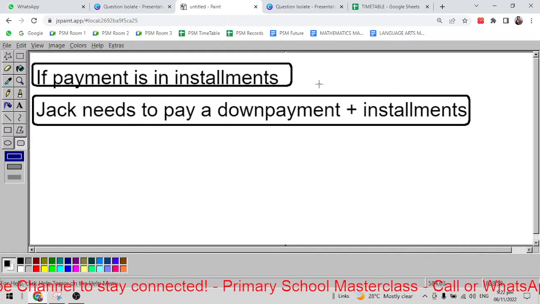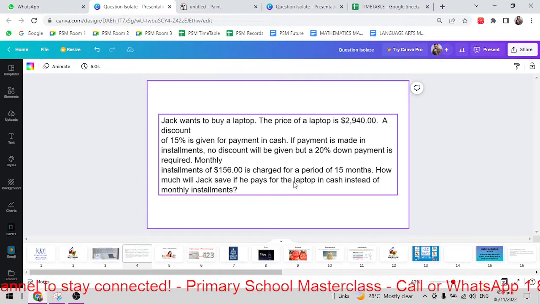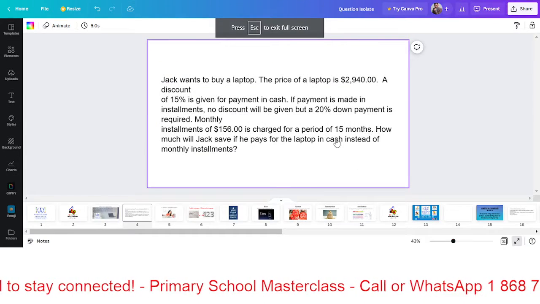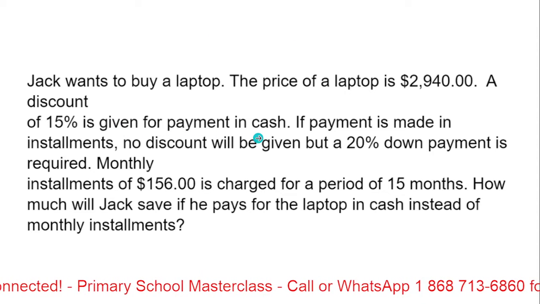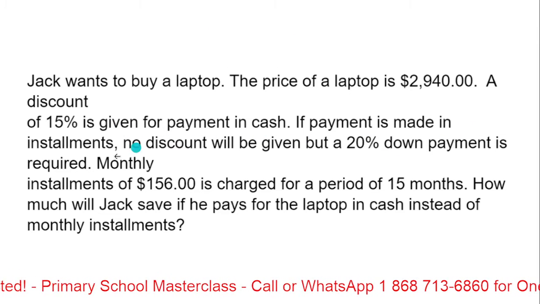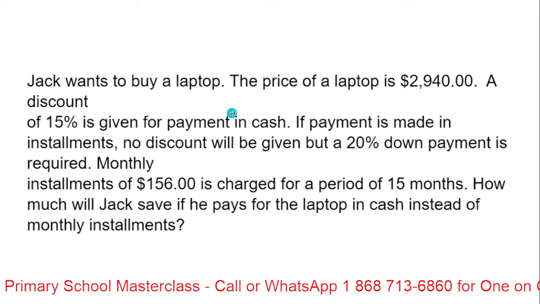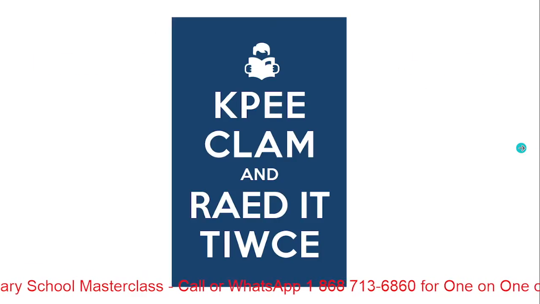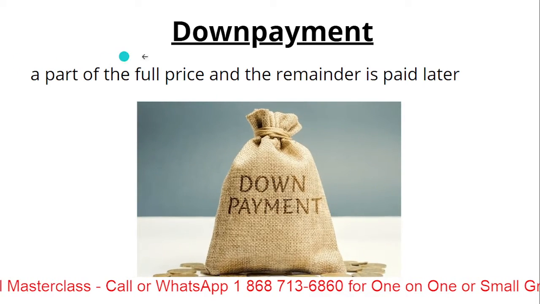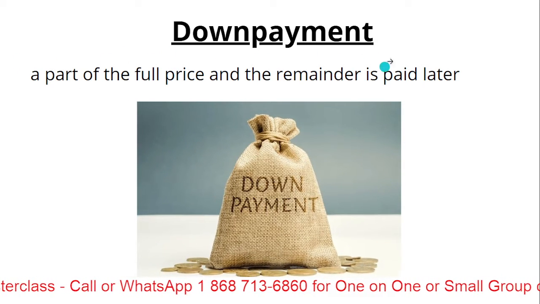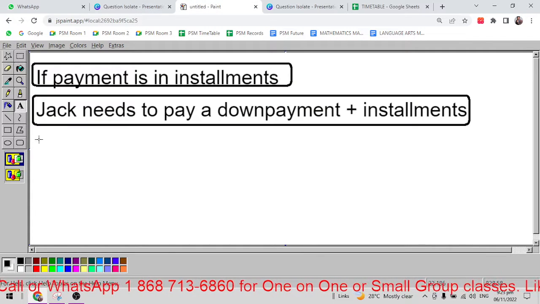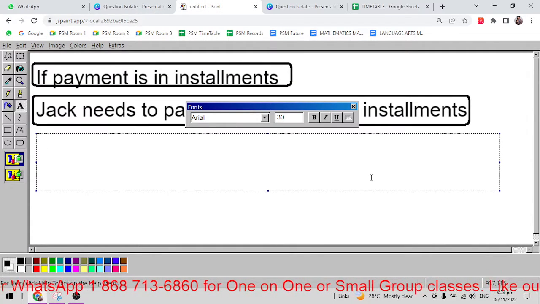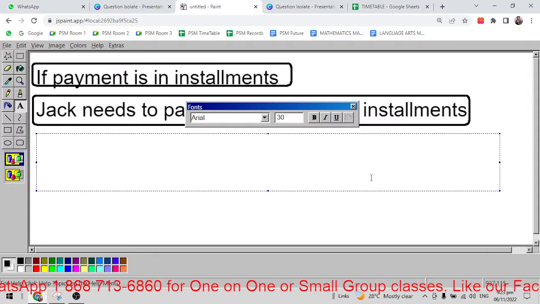All right? Nice. So the question says here, if payment is made in installments, no discount will be given, but a 20% down payment is required. Let's find out that down payment. And what is down payment again? What does that mean? Down payment is a part of the full price and the remainder is paid later. So Jack wants to pay 20% down payment and he will pay the 80% later.